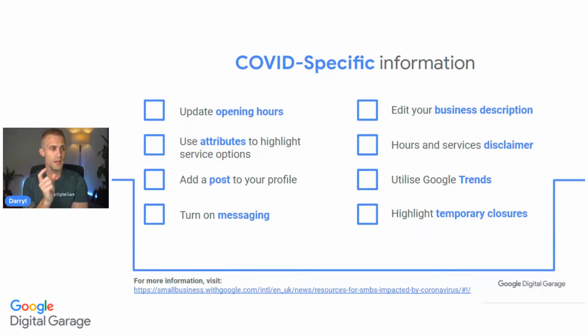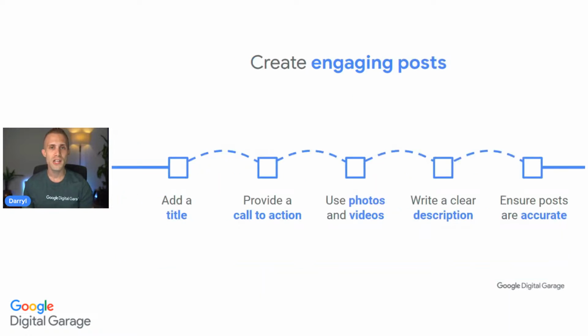Very, very useful. Then we jump into highlighting the temporary closures. Well, hopefully you're not going to have any temporary closures, but if you do decide to close down for maintenance or any particular reason why you need to close down, we need to update that business profile always. Why? Because it's available 24/7. Then we need to think about creating engaging posts.